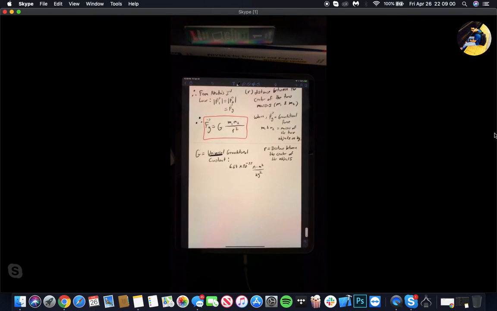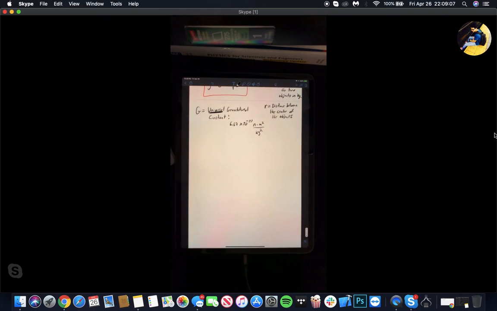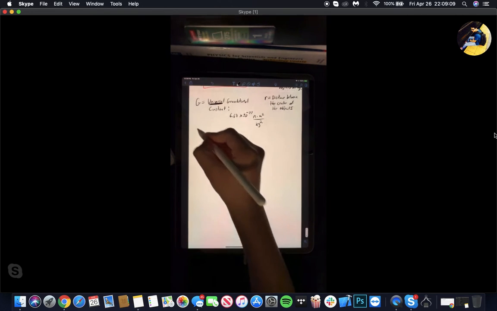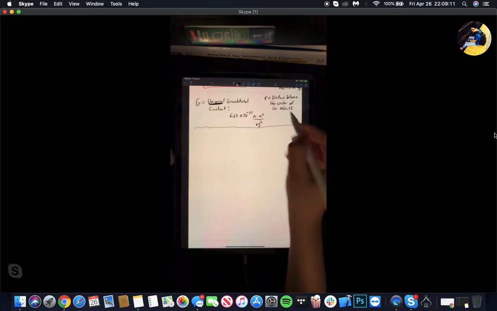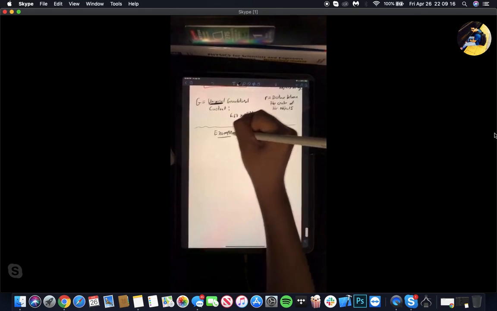So let's take an example and then we could call it. Right now we'll solve for Earth's value of G. So, an example.